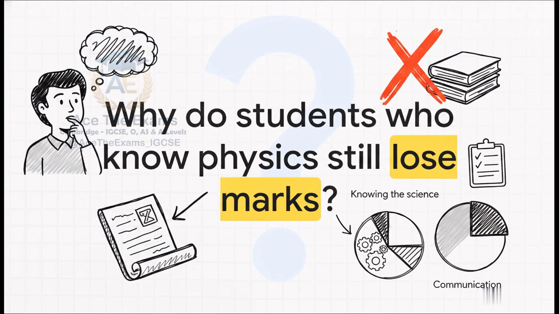To really crack this code, we have to start with a question I hear all the time. Why do students who actually know their physics still lose marks on the exam? Seriously, whether you're taking syllabus 0625, 0651, 0652, 5054, or 9702, the struggle is real. Most students treat the glossary at the back of their Cambridge coursebook like a boring dictionary to cram the night before. But guys, that is a massive misunderstanding.